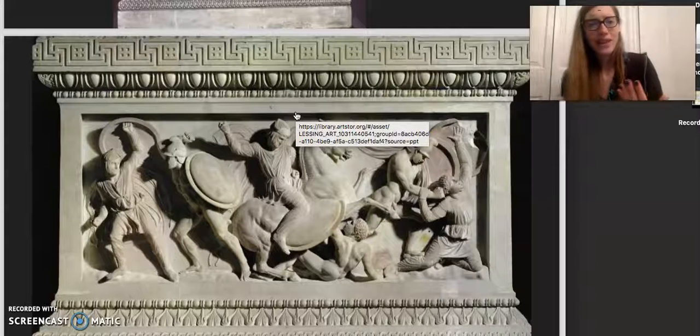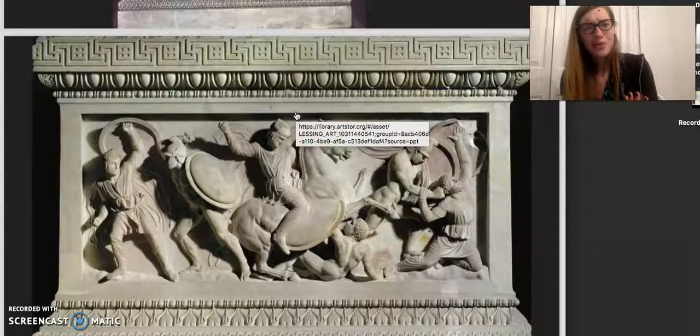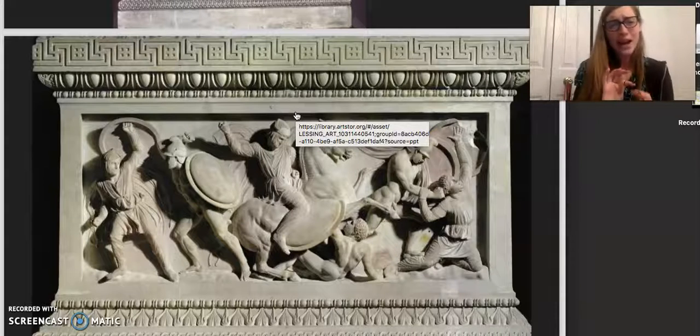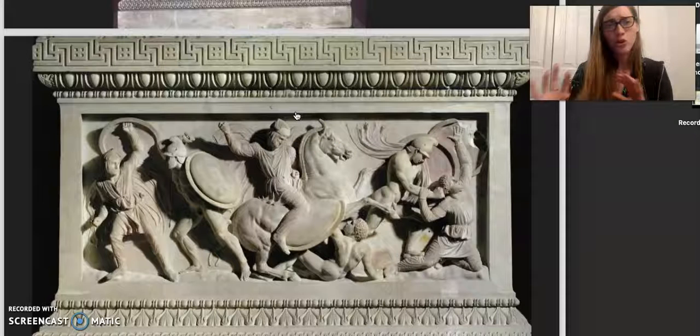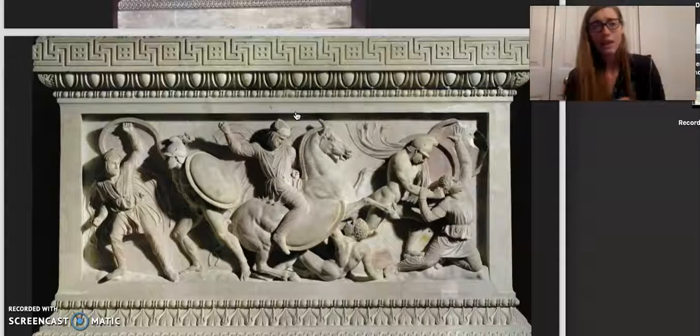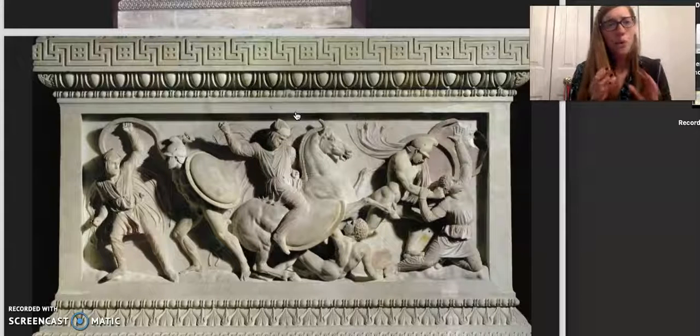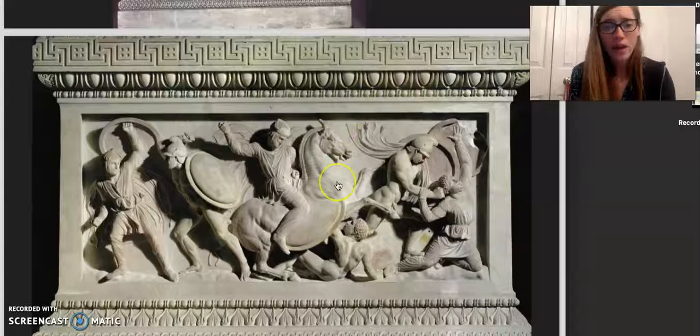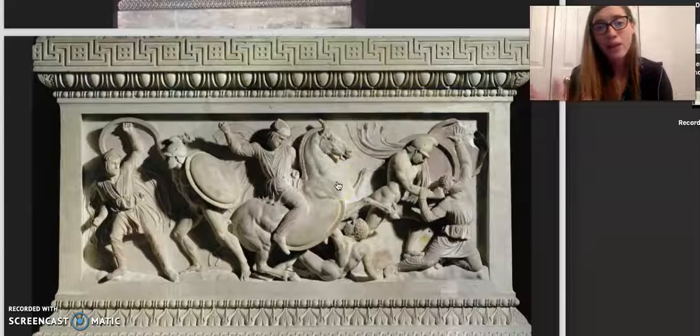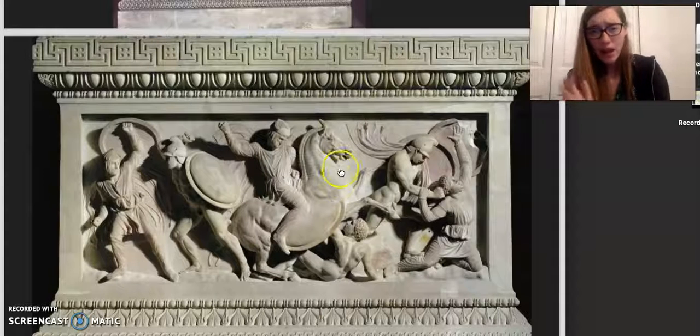So as you're looking at this sarcophagus, sort of thinking about the way that these different scenes interact with one another across the space of the monument, it's really interesting to think about how these cultural conflicts are being represented, and what the nuances are in the way that the artists are showing these battles and other conflicts playing out.